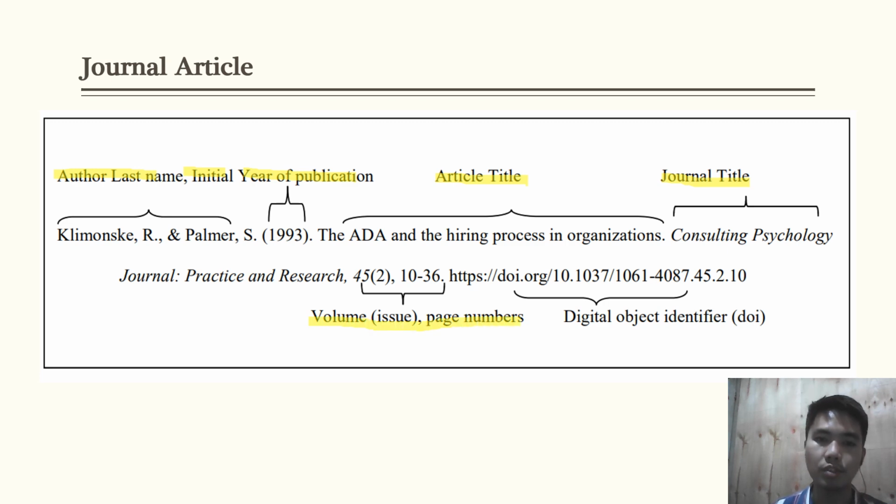Okay, so page numbers refer not to the complete page of the journal. Instead, this is referring to the pages of that research article or the article title, followed by our digital object identifier or your DOI. Okay?